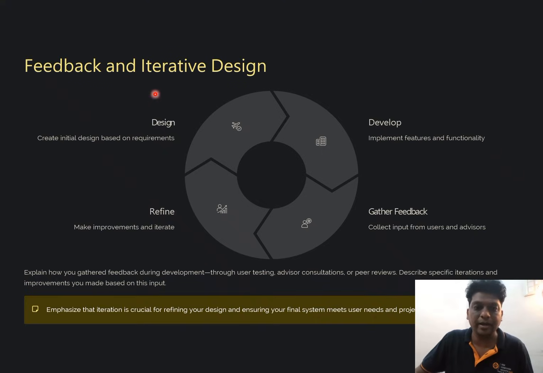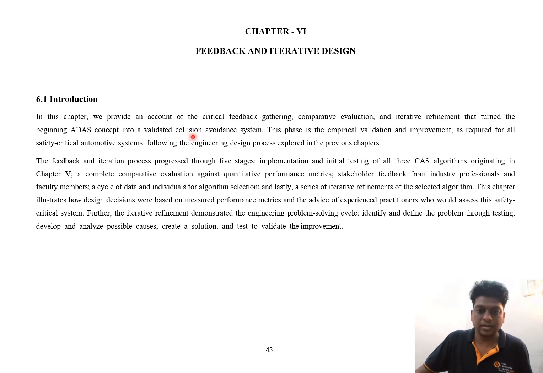Next chapter is the feedback and iterative design. So why do we need the feedback? Okay. So if I develop the product, I need to get the customer feedback. Then only I can identify whether I deployed it correctly or not with the help of the feedback. Okay. So from the feedback and reviews, I am able to correct my errors. So this is the feedback and iterative session.